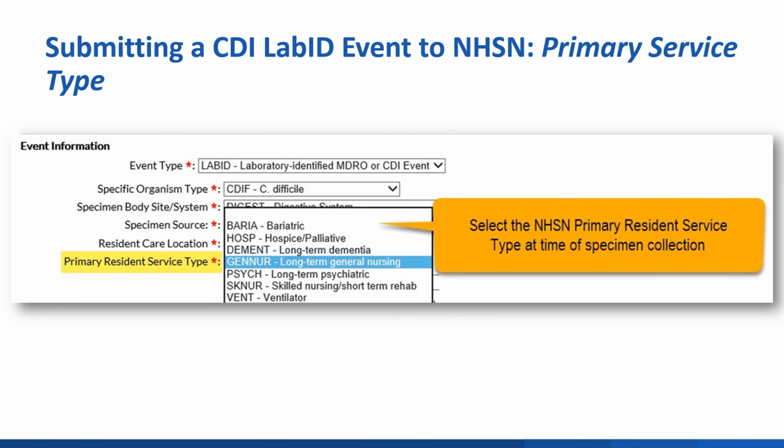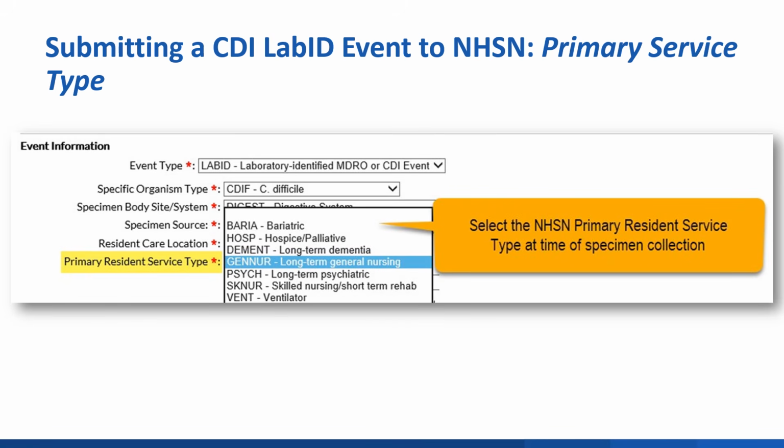Next, the user is required to select from a drop-down menu the single primary service that best represents the type of care the resident is receiving on the date the specimen was collected. The available service types are auto-populated with NHSN service types, which means they are not pre-set up by the facility. The drop-down options for resident care locations and primary service type options will be the same regardless of the event being entered into NHSN.